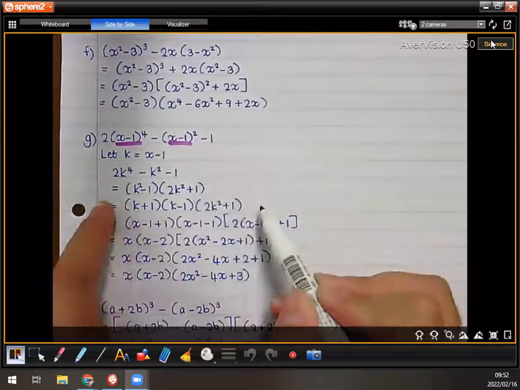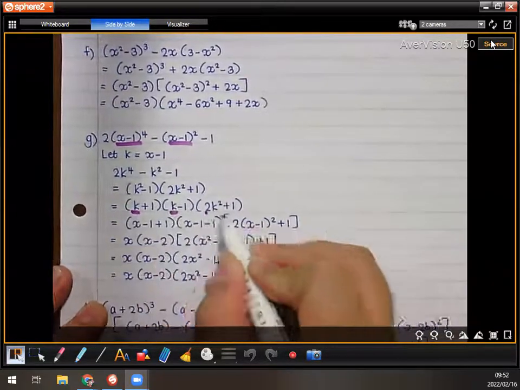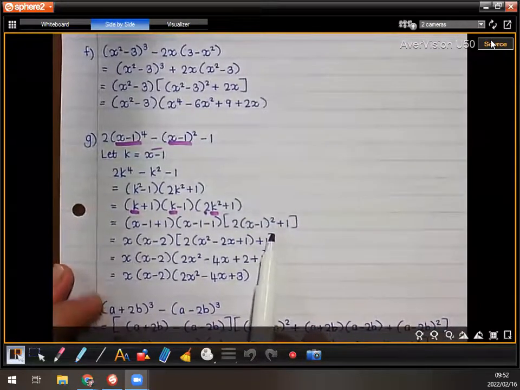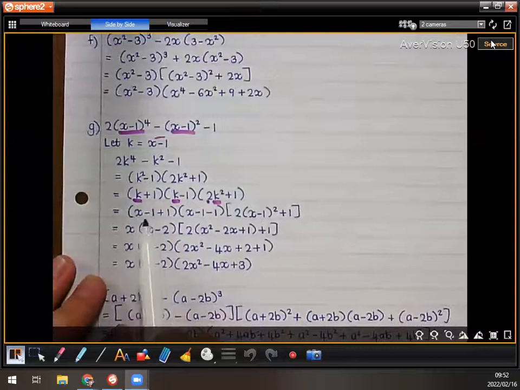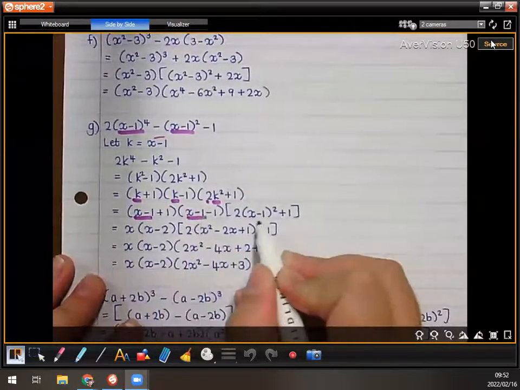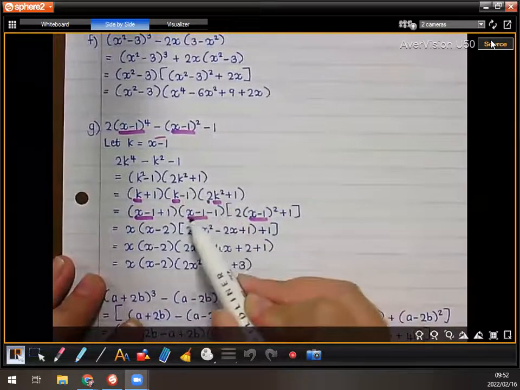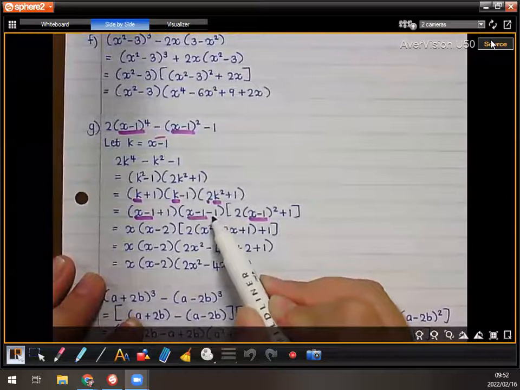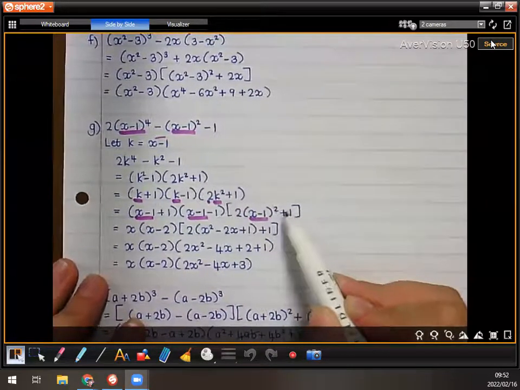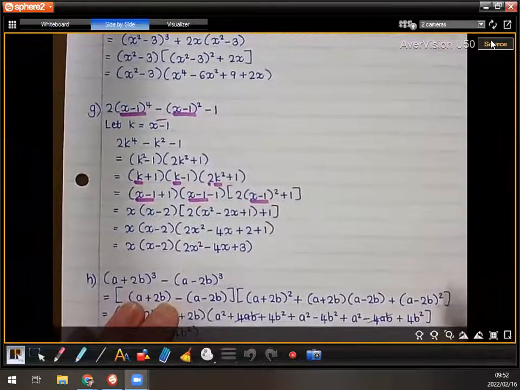So then from here, I now substituted back x minus 1 for k. So k plus 1 becomes x minus 1 plus 1, right? Because we said that k was x minus 1. So the next bracket, k minus 1, becomes x minus 1 minus 1. And then for this one, 2k squared is 2 times x minus 1 squared plus 1. And then you just need to simplify from there, basically.